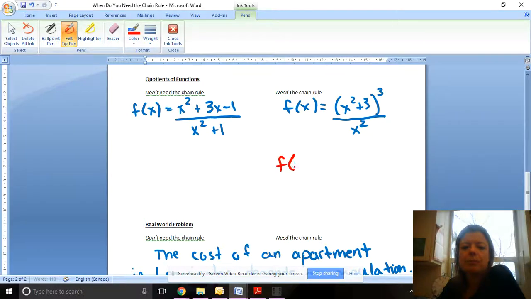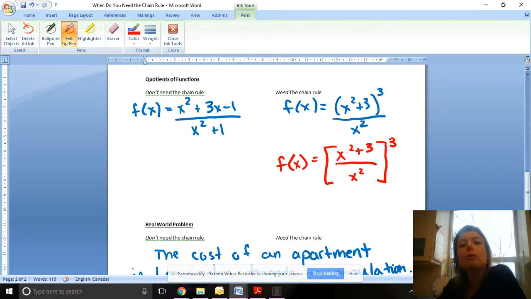Okay, another example of a quotient where you would need the chain rule is if you had, let's say, x squared plus 3 over x squared, and then that was all raised to the power 3. So similarly, this one would be a chain rule question first. You'd have 3 blah to the power 2, but then when you go to take the derivative of this blah, this inside function, you will need to use the quotient rule.